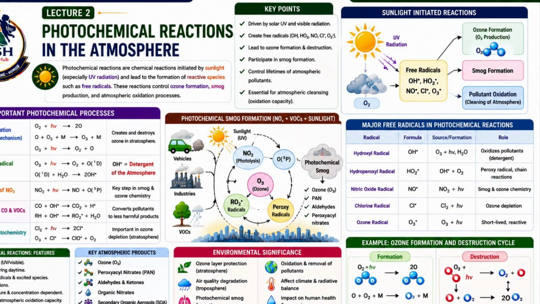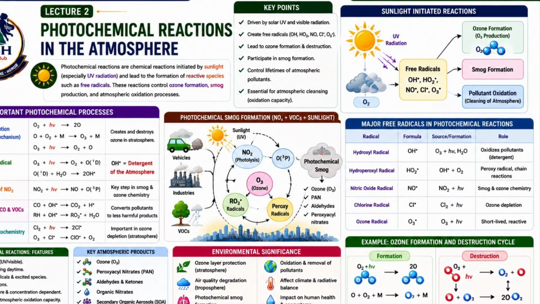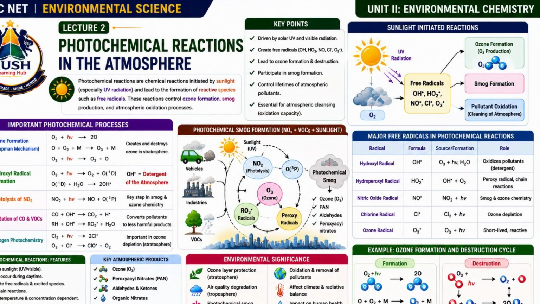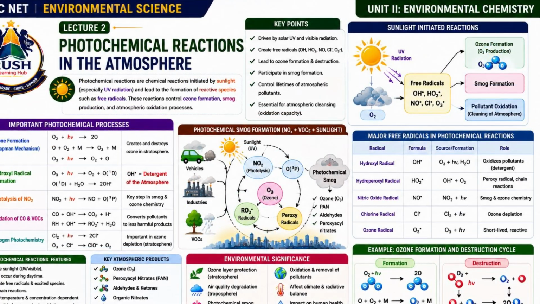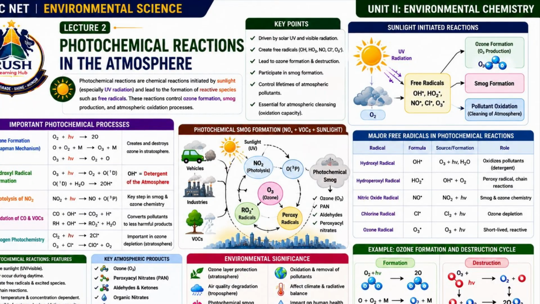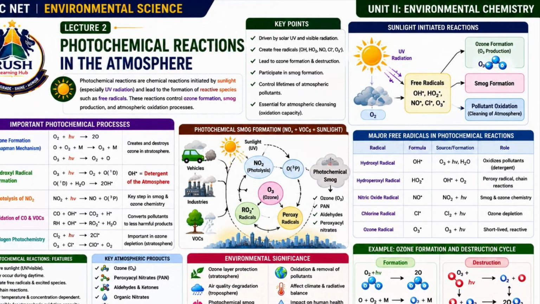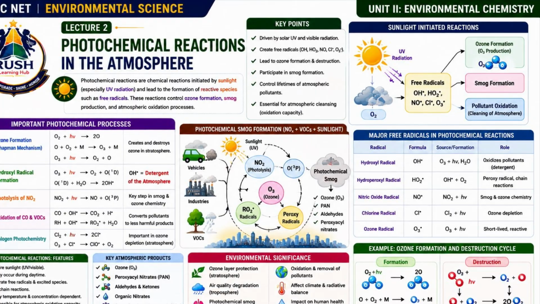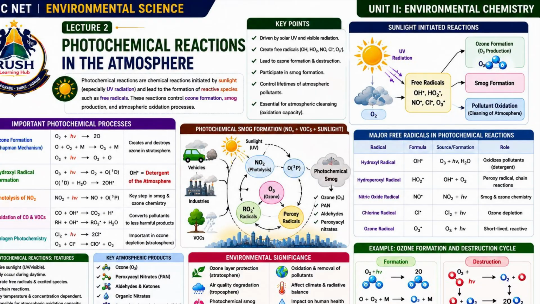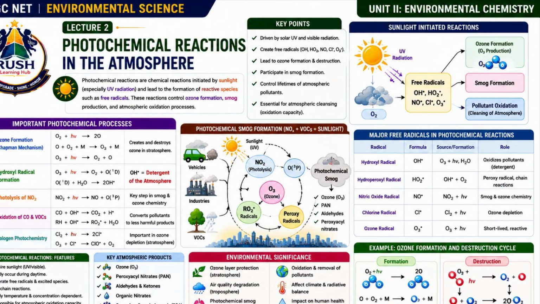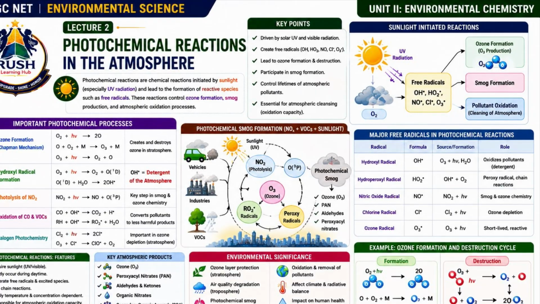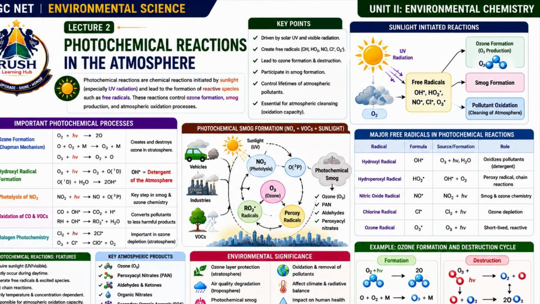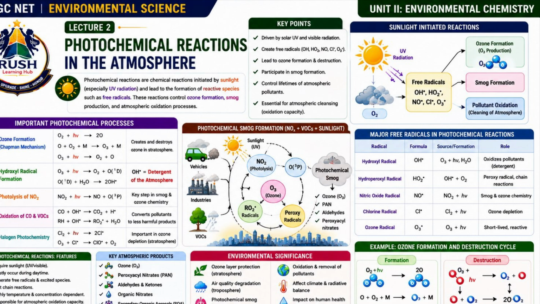The fourth significance is secondary pollutant production. Many pollutants are not emitted directly but are formed through photochemical transformations. The fifth significance is climate influence. Photochemical processes affect greenhouse gases, aerosols, and atmospheric radiative balance. The sixth significance is human health effects. Ozone and photochemical oxidants can damage respiratory tissues and aggravate asthma and lung diseases.